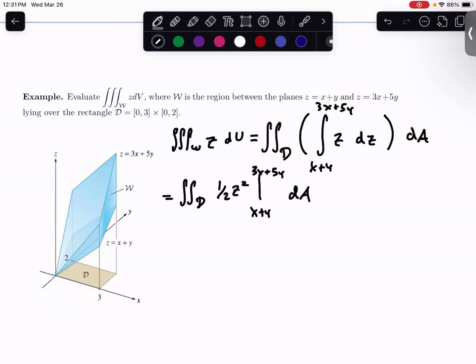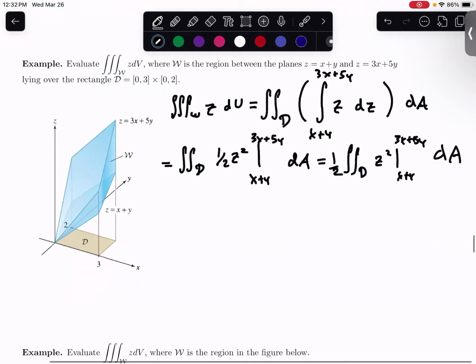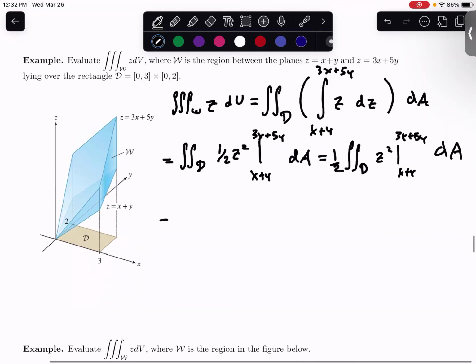And so we can bring out the 1/2. This is going to be 1/2. You still have this double integral over D. You have z squared ranging from x plus y to 3x plus 5y. And then you have this dA. And so after we plug in these bounds of integration for z, we'll just be left with a function with respect to x and y, and we'll have a double integral that we can then compute, right? So this is going to be equal to 1/2 times this double integral.